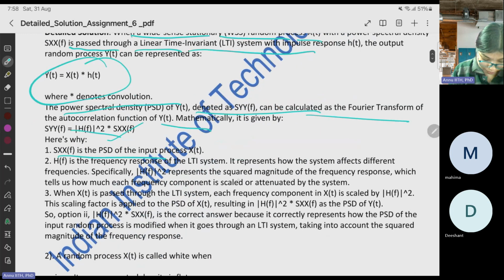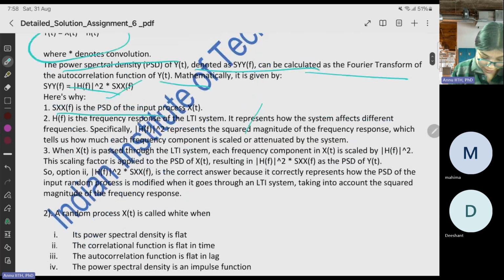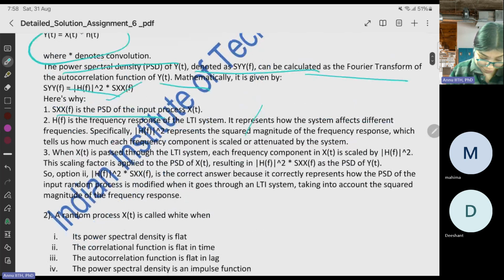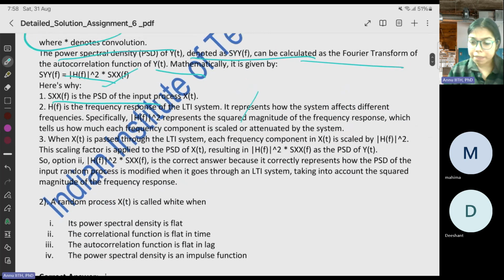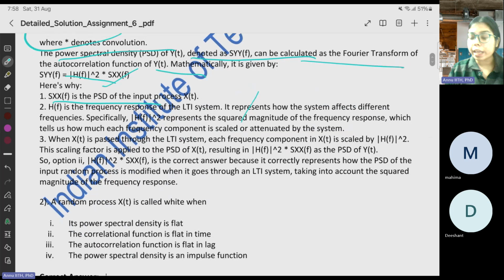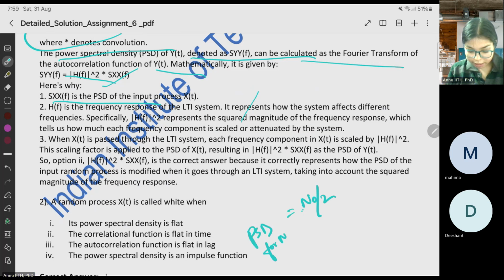Okay, there's a frequency response, and a random process x(t) is called white when its power spectral density is flat. The autocorrelation function is an impulse in lag, and the power spectral density is flat. What do you think? Nothing but the power spectral density is flat. That's why for the AWGN channel we consider N0 by 2 as the PSD for noise.